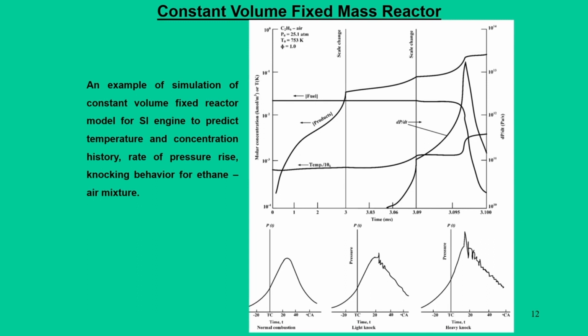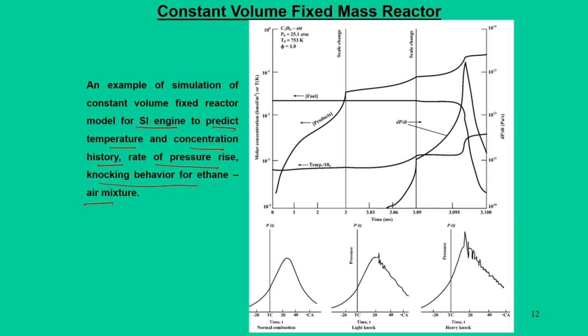Again, we are not going deep into the analysis, but to have some kind of philosophy or glimpse, an example or solution by solving a constant volume mass reactor, one can achieve some analysis. If you look at this particular plot, it shows how the reaction evolves in an IC engine, in particular an SI engine, to predict the temperature, concentration history, rate of pressure rise, and knocking behavior for an ethane-air mixture.